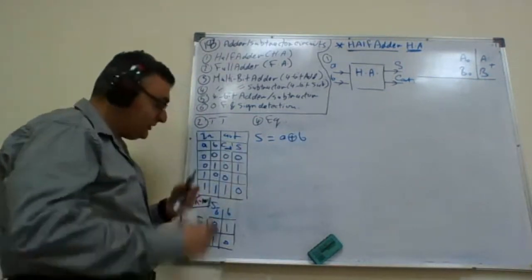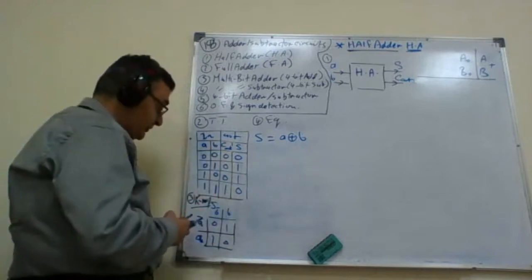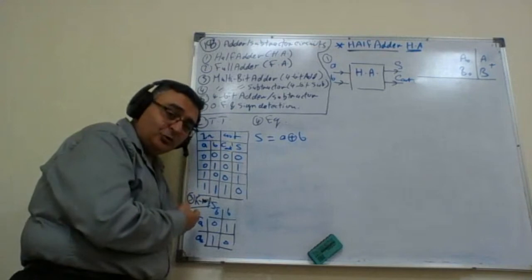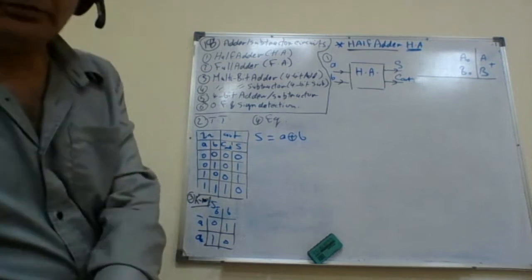Definitely I can represent it as sum of minterms or the maxterms. This will be a bigger circuit. That's why we learned the XOR in lecture number 16, correct? Make sense? Okay, good.